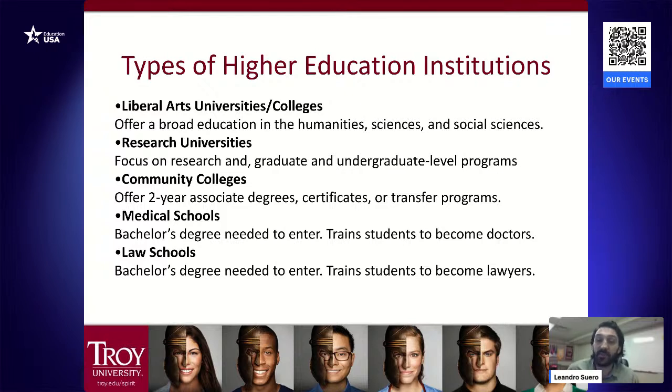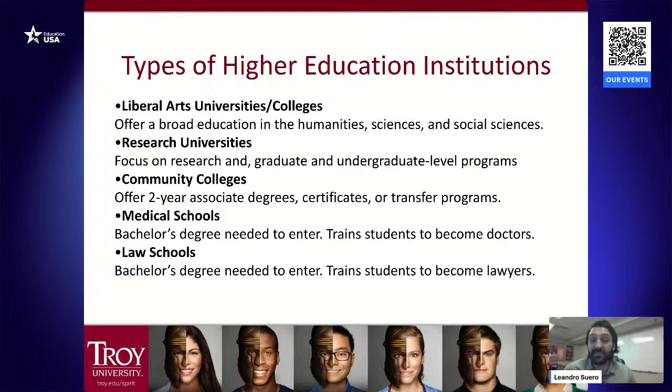Now, types of higher education institutions. I'm going to try to go through this quickly so Lance has time to speak as well. A liberal arts university or college means that they offer a broad education in humanities, science, and social sciences. This is not a college or university that has a specific focus.